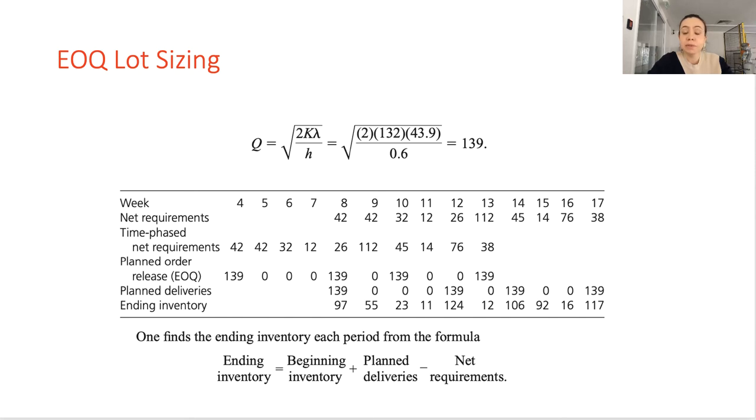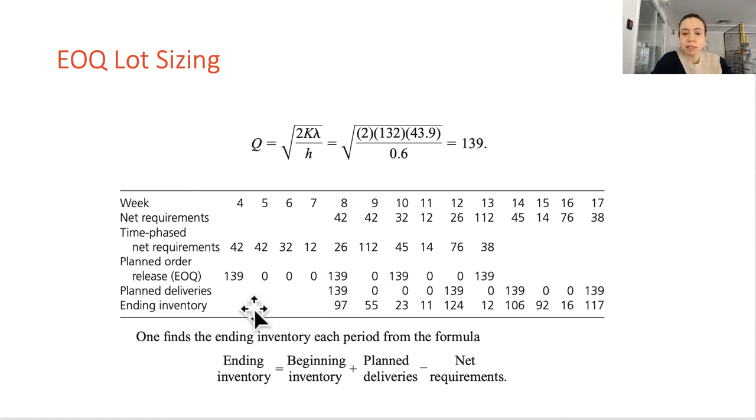Now let's calculate the EOQ value for this example. You already know this formulation, and we insert our setup cost, demand rate and holding cost into the formulation and obtain the EOQ value as 139. This is the production lot size for the example. Now in the table we see the time phased net requirements, and we begin production at the first period with this amount that we obtained from the EOQ formula, and we see that this amount is enough to supply the demand of the next 3 periods also.